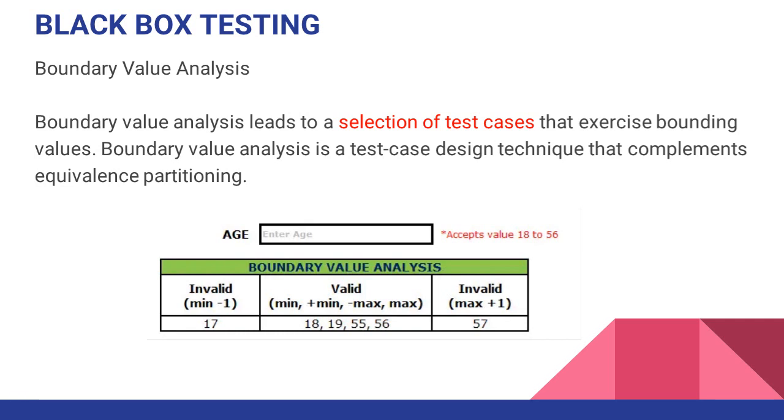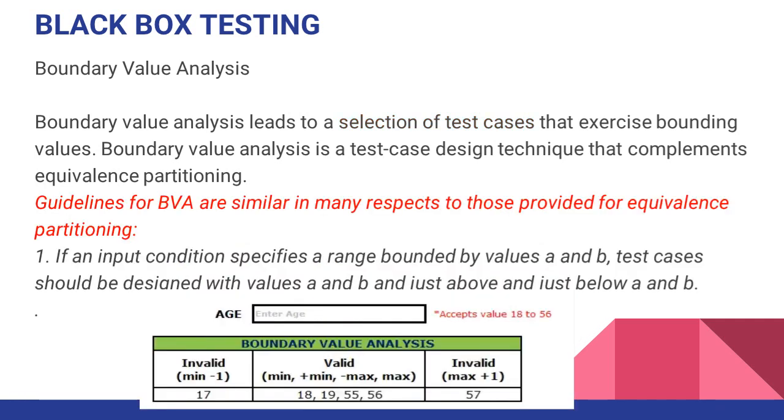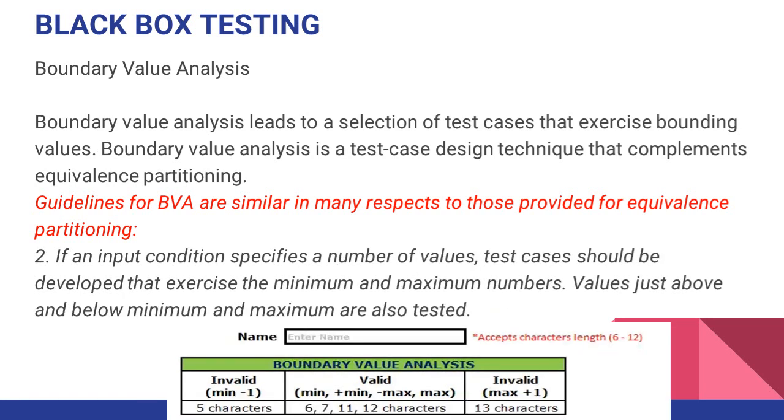Guidelines for BVA are similar in many respects to those provided for equivalence partitioning. The first one is, if we have a specific range bounded by values A and B, test cases should be designed with the values A and B and just above and just below A and B. If an input condition specifies a number of values, then the minimum and maximum numbers should be exercised. Values just above and below the minimum and maximum are also tested.